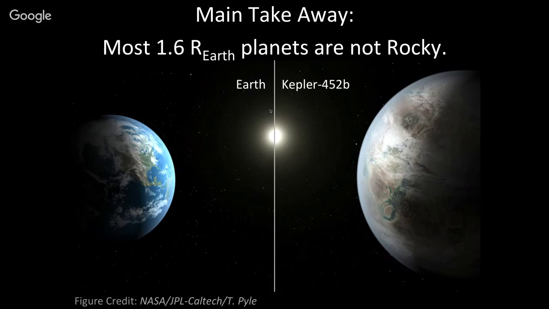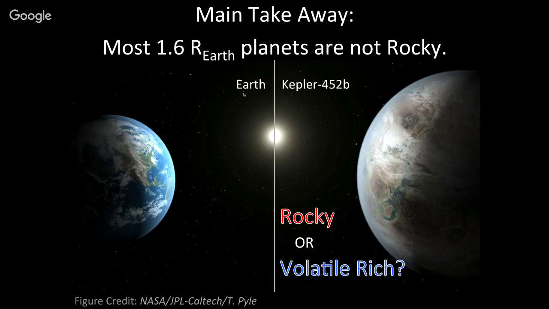Okay, that's actually the main takeaway point that I want you to take away from that particular plot: most 1.6 Earth radii planets are not rocky. And essentially, you could pick any planet radius larger than 1.6 Earth radii, and the same statement applies, and we can even place stronger constraints on the fraction of larger planets that are potentially rocky. So this gives us valuable insights into the nature of the remaining majority of Kepler planets for which we do not have direct constraints on the planet mass.